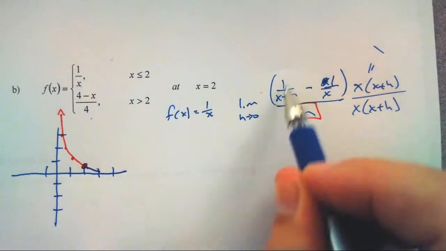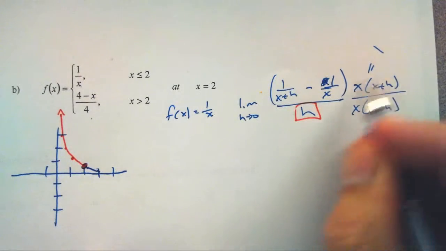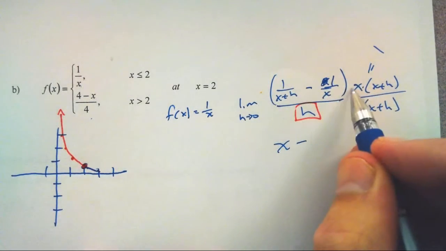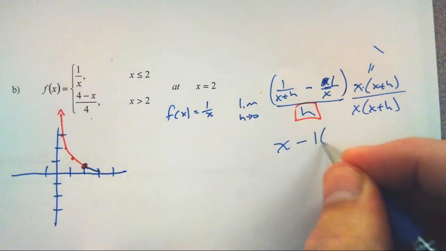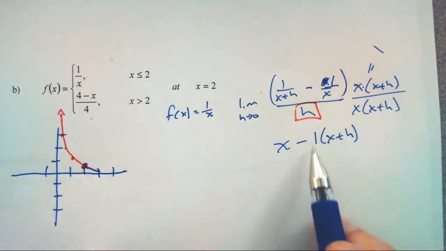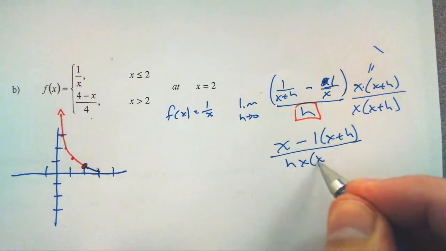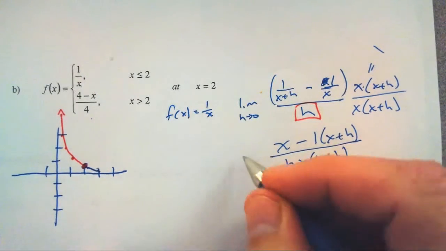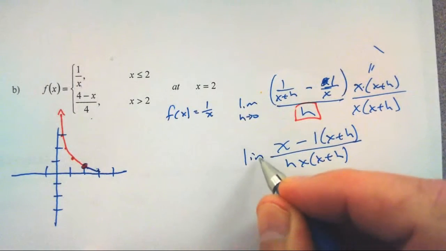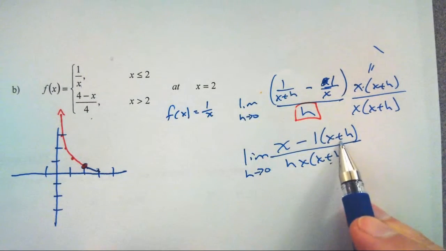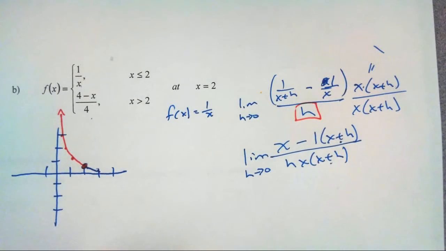So what do we get? Distribute the whole thing to here. The x plus h cancels, and I'm left with x. Minus. The x cancels. I'm left with 1 times x plus h. Make sure to distribute that negative. All on h times x plus h. Can I cancel my x plus h's? This one's good to go, not that one. That's just part of a term. It's not a factor of the top.